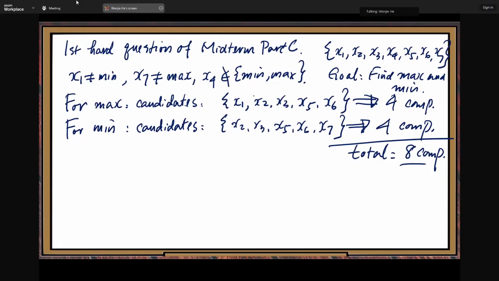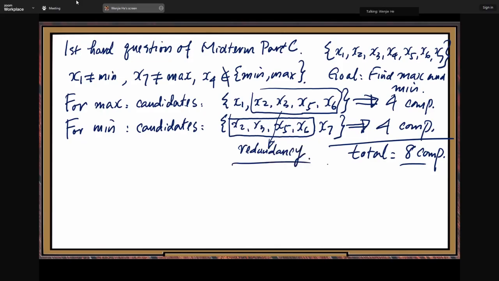Look at this. Look at these 4 elements in the first group, and the same group of elements also appear in the second one. Overlap, all right? The overlap. When you do comparisons, you didn't remove the redundancy, because this overlap will cause the redundancy. Part of the comparisons you wasted on the redundant, overlapping part.